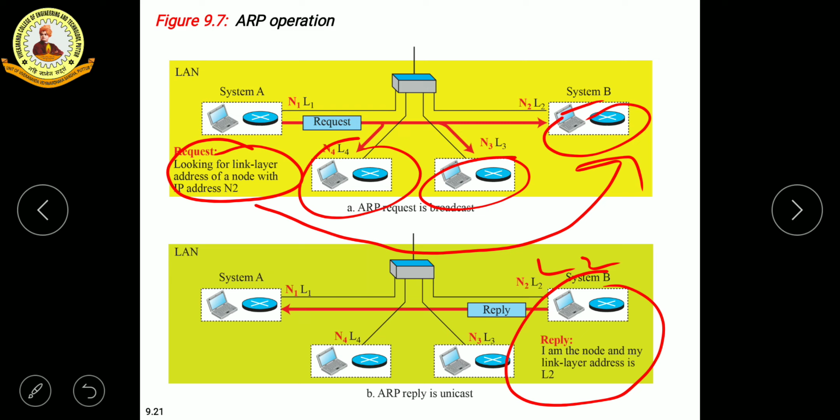In this figure, the system on the left, that is A, has a packet that needs to be delivered to another system with IP address N2. System A needs to pass the packet to its data link layer for the actual delivery, but it does not know the physical address of the recipient. So it uses the services of ARP, asking the ARP protocol to send a broadcast ARP request packet to ask for the physical address of a system with an IP address of N2. This packet is received by every system on the physical network, but only system B will answer. This is the operation of ARP.